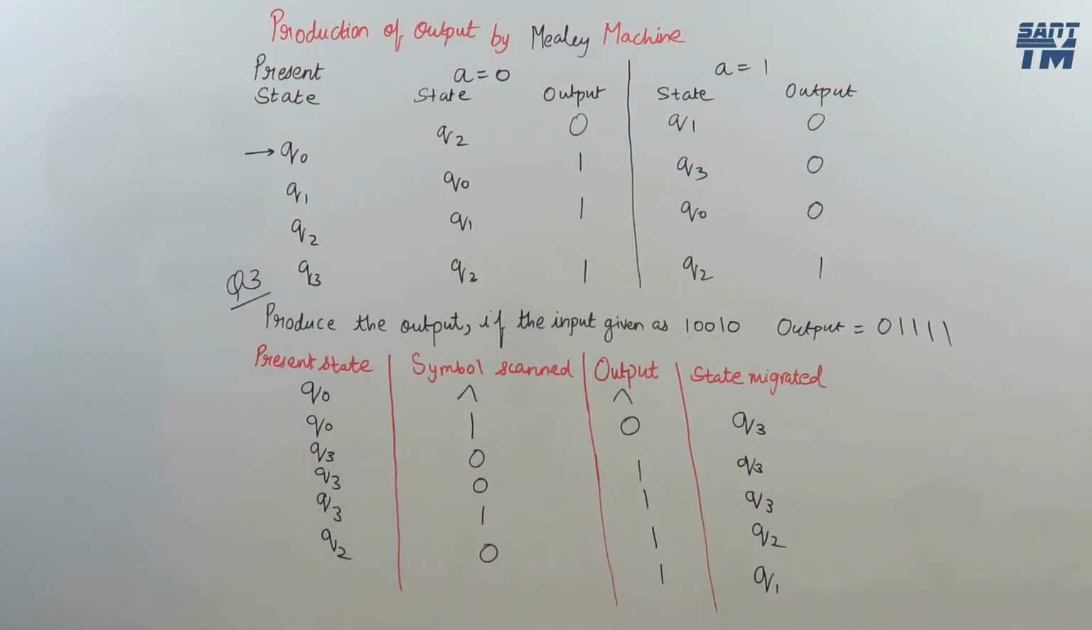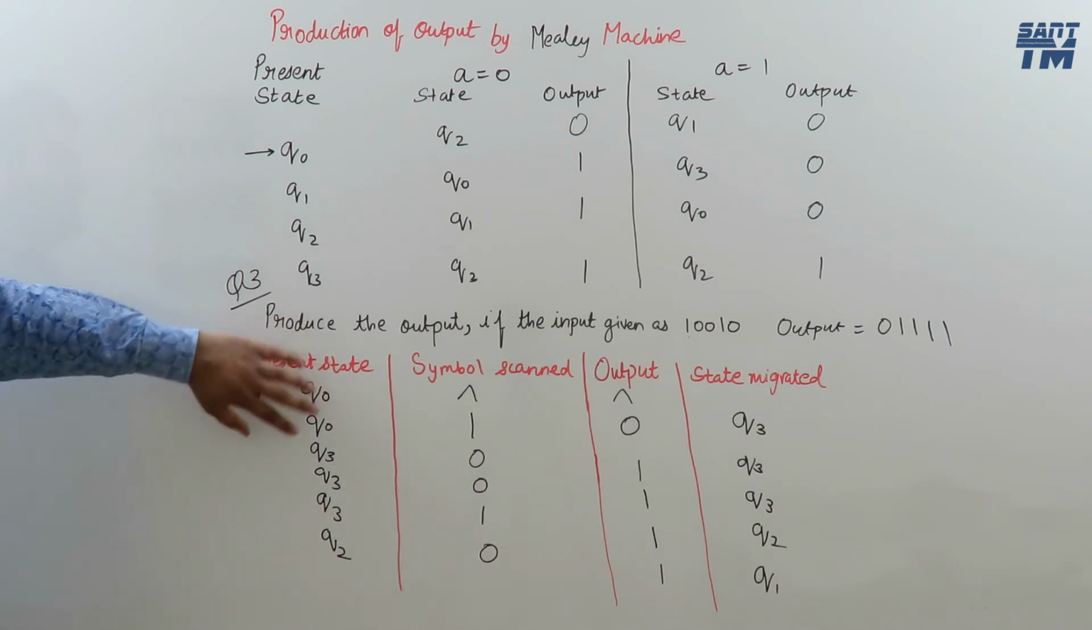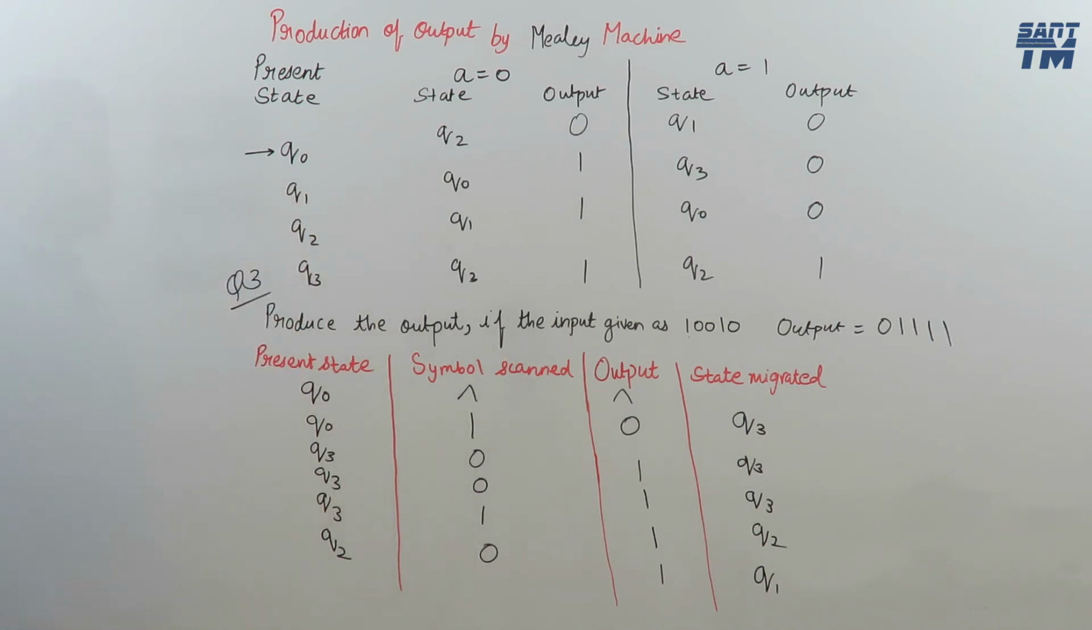I hope the production of output in Mealy machines and Moore machines is now clear to you. In our next video we will discuss interconversion of Mealy to Moore and Moore to Mealy. I hope you have cleared your concepts about how output is produced on Moore and Mealy machines, and you have understood the difference between them.